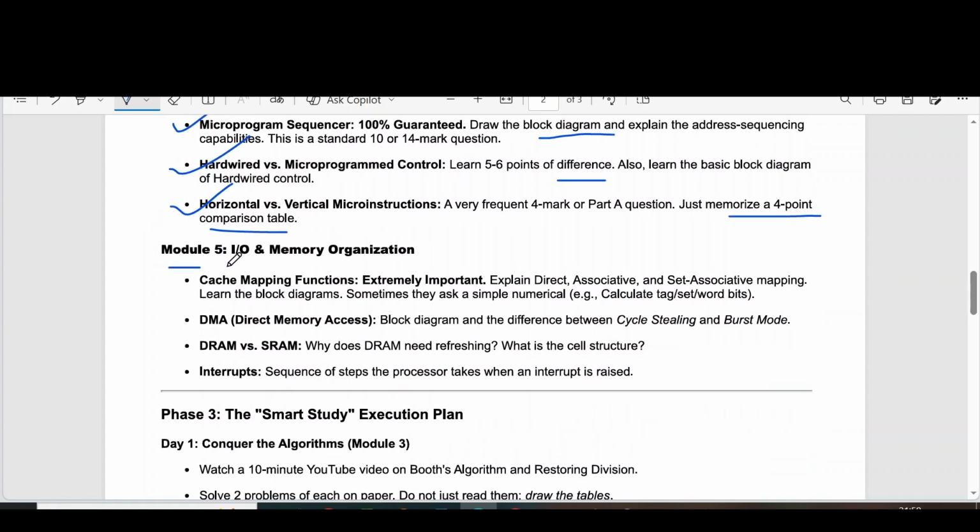Coming to module 5, input output and memory organization. First question is cache mapping functions. Explain direct, associative and set associative mapping. Learn the block diagrams. Then direct memory access, block diagram and the difference between cycle stealing and burst mode. Then difference between DRAM versus SRAM. Why does DRAM need refreshing? What is the cell structure? Then interrupts, sequence of steps the processor takes when an interrupt is raised.